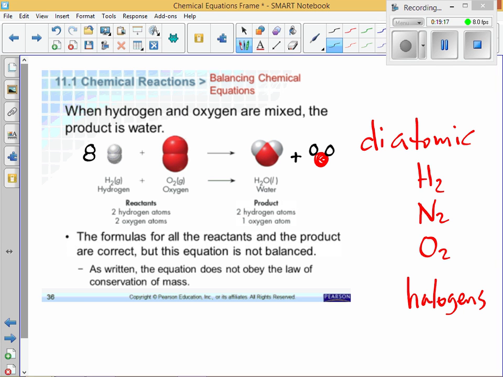How many hydrogen atoms do I have over here? 4. How many do I have over here? 4. How many oxygen atoms in my products? 2. And I have 2 oxygen atoms in my reactants. So this equation balances. If I have 2 hydrogen molecules, that's 4 atoms, and 1 oxygen molecule, which is 2 oxygen atoms, I can create 2 waters.